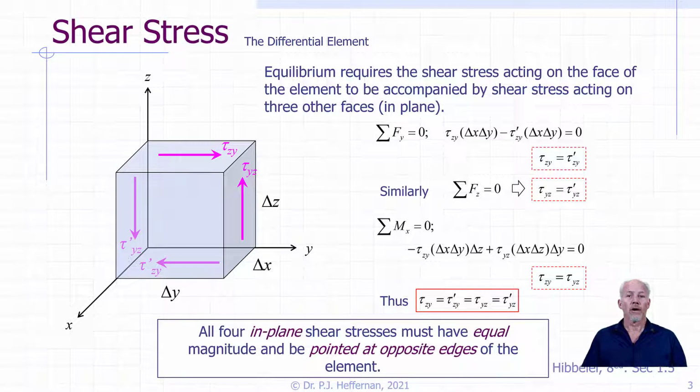Thus, all four of the in-plane shear stresses are equal to each other, and not only that, they are also oriented, as shown on this diagram, pointing towards opposite corners.